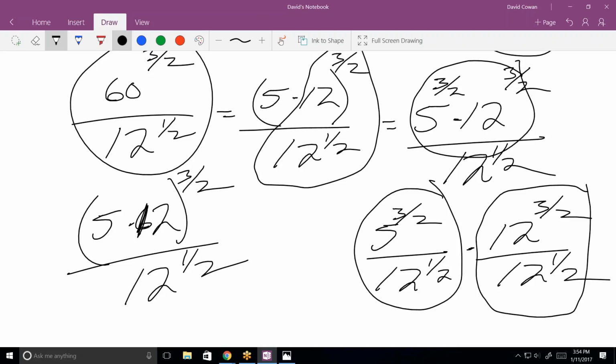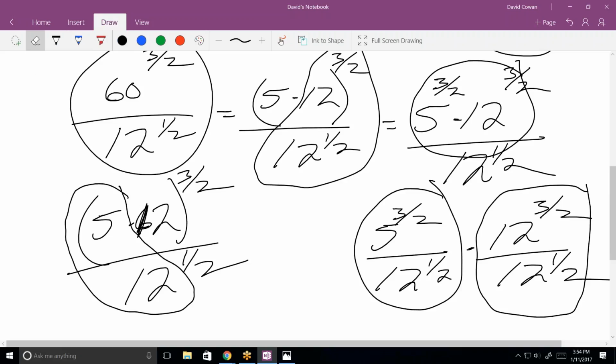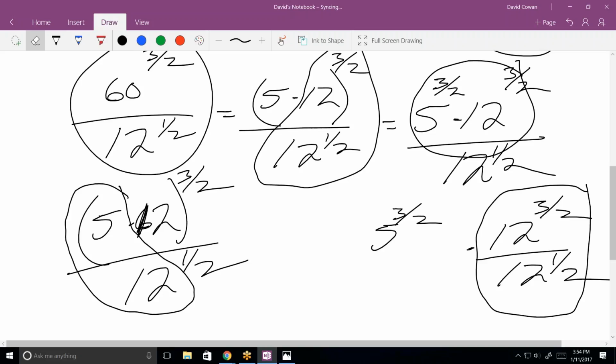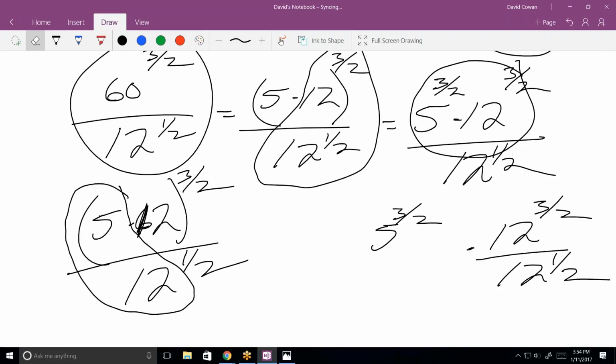But once I split it up into two fractions, in other words, I've got 5 to the 3 halves divided by 12 to the 1 half. Oh, okay. No, I did it correct the second time. I don't know what's wrong with me. All right. So the final answer is that. And 12 to the 3 halves and 12 to the 1 half becomes 12. But I still have to multiply it by 5 to the 3 halves.